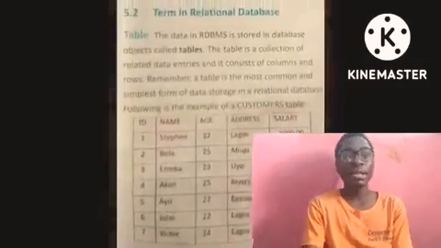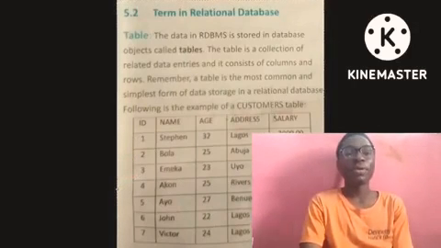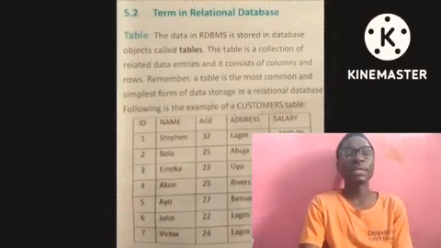Now, in this table again, we have these 7 records. This is the first record. Then this is the second record here. This is the third record here. This is the fourth record. This is the fifth record. The sixth record, and then we have the seventh record.